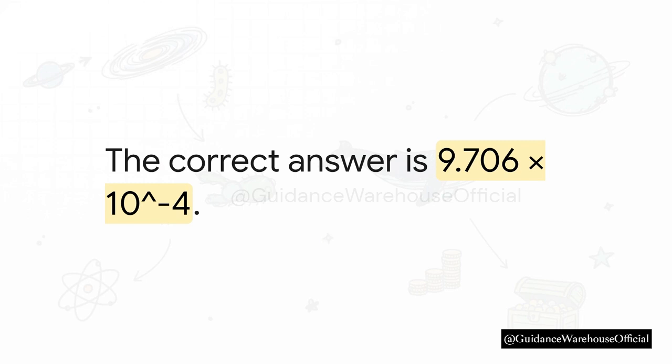Let's see why. To secure a number between 1 and 10, the decimal point actually had to travel to the right this time. 1, 2, 3, 4 spaces right, landing right past the 9. And moving the decimal right yields a negative exponent. In this case, exactly negative 4.